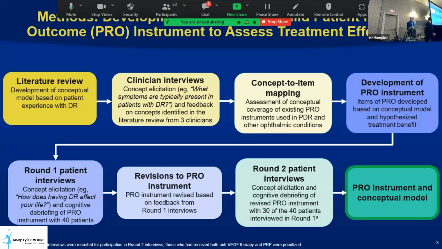I'll skip around here. So we did a few rounds of patient interviews to further refine the PRO instrument and our conceptual model of diabetic retinopathy.